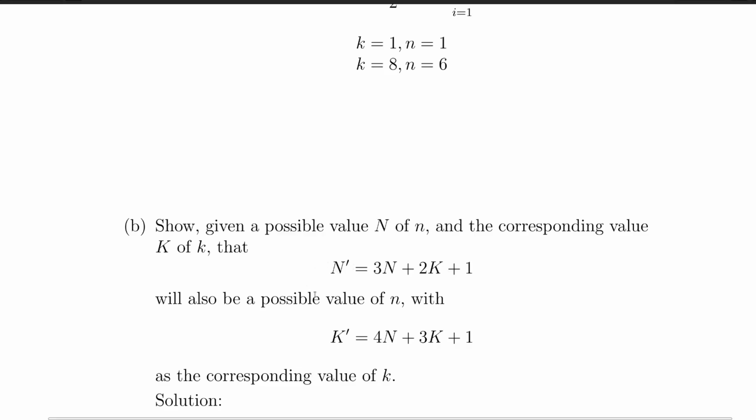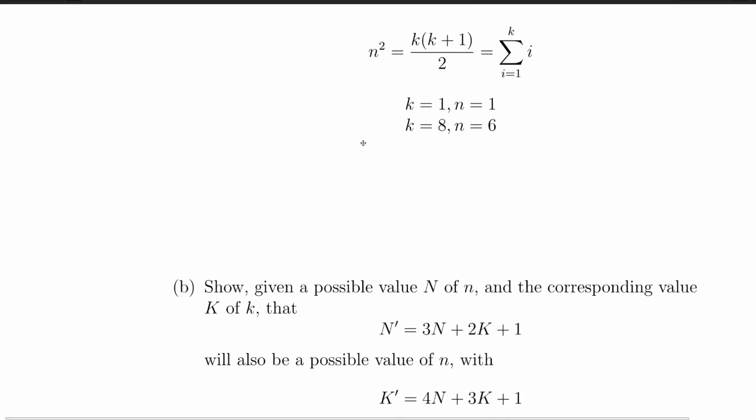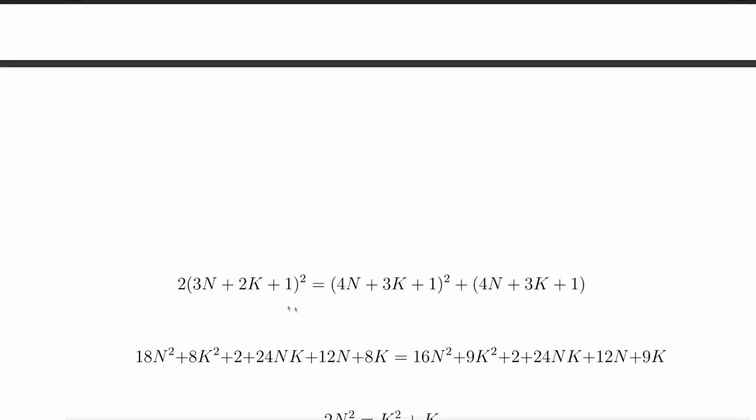So we basically just need to show that n prime and k prime are possible values for this equation. So we just need to show that basically this equality is true. So how do we show this equality is true? Well, the only information we're given about n prime and k prime is that they're equal to this. So let's just plug these values into here, like substitute them. And when you do that, you get something like this.